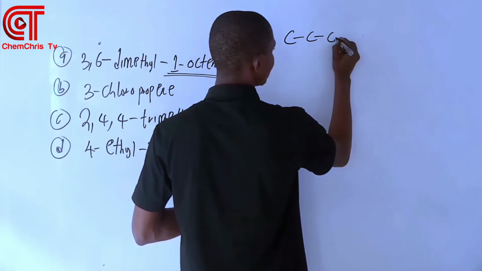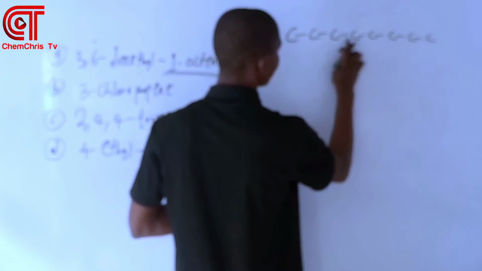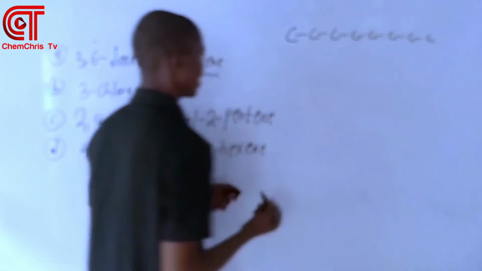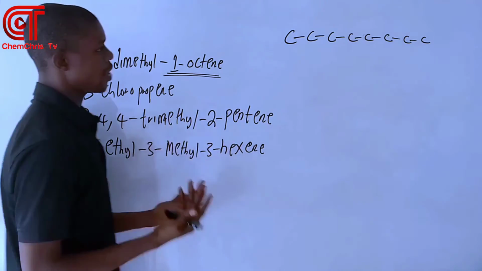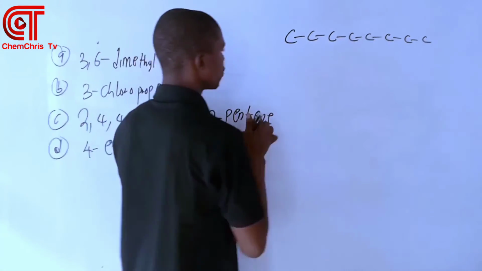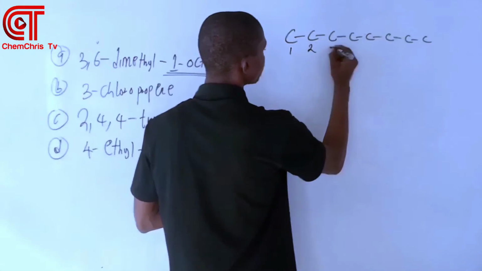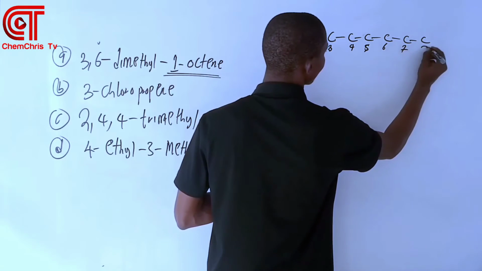1, 2, 3, 4, 5, 6, 7, 8. You get 8. Now you can start your numbering from anywhere. You can either start from here or you can start from here. But I prefer to start from here. So if I start from here, I have 1, 2, 3, 4, 5, 6, 7, 8.